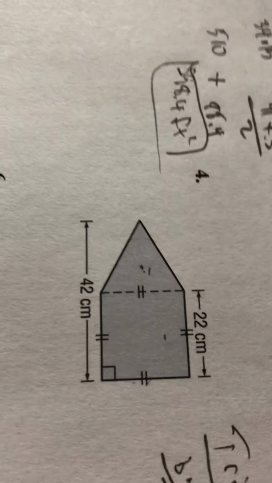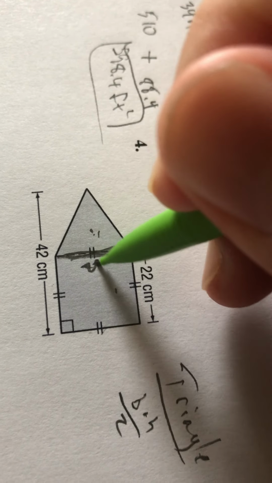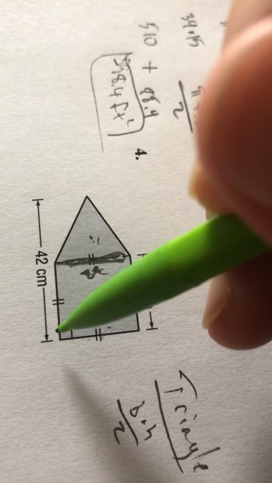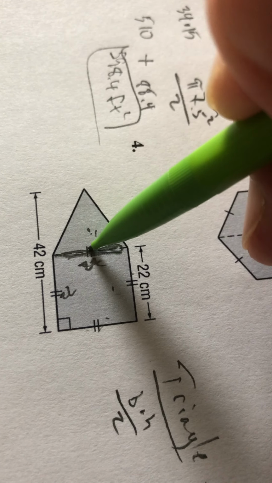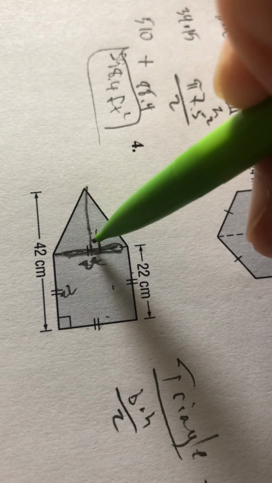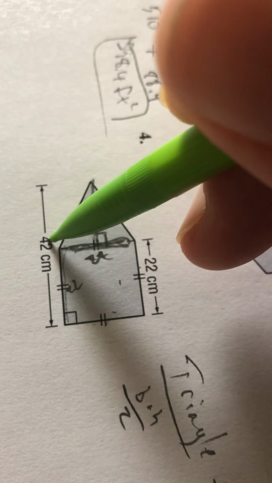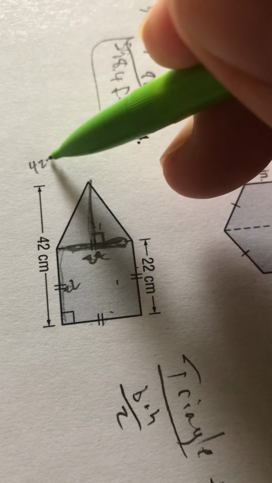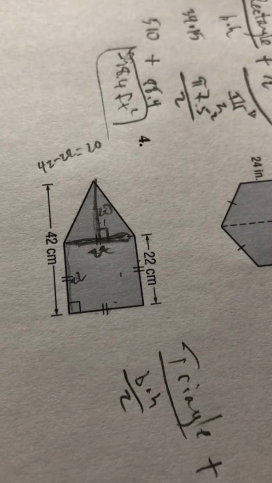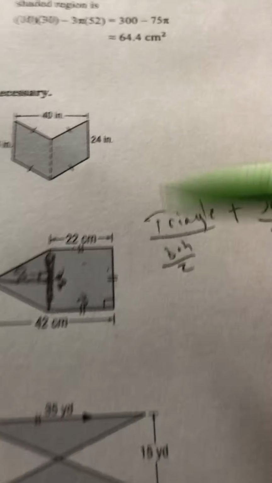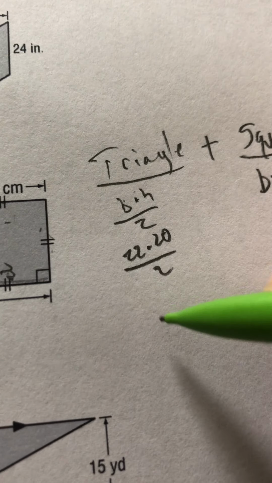I just rotate it, and now this is my base, which is 22, because all these sides are 22. And since this is 22 also, and the whole thing is 42, you had to figure out what the height is. Remember, height makes a 90-degree angle with the base. So this is 22. The remainder of 22 and 42, you would subtract them to get 20. So the height is 20. So the base is 22, the height is 20, and then divided by 2. That's 220.